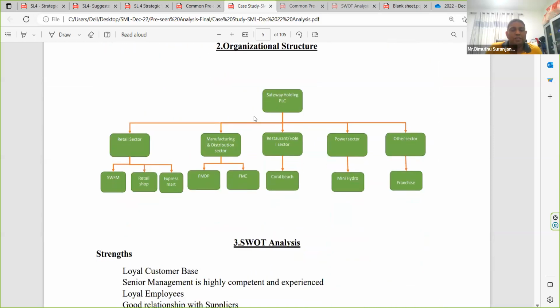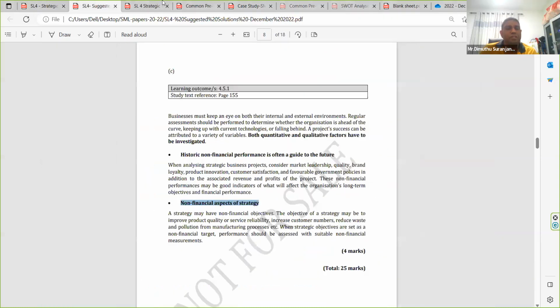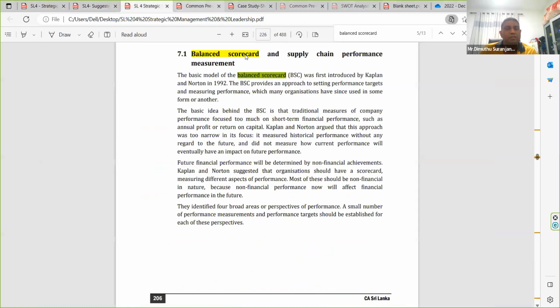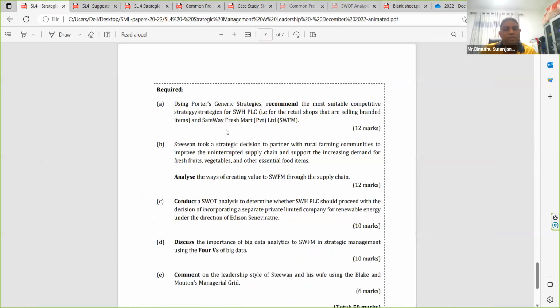See this organized structure. Retail one, they have 3 units: SWFM, retail shop, and Express Mart. So I just read the first few pieces of information related to this. Now, what is our question here? Using Porter's generic strategies, recommend the most suitable competitive strategies for SWH PLC, for the retail shop that is selling branded items, and Safeway Fresh Mart Private Limited, SWFM.